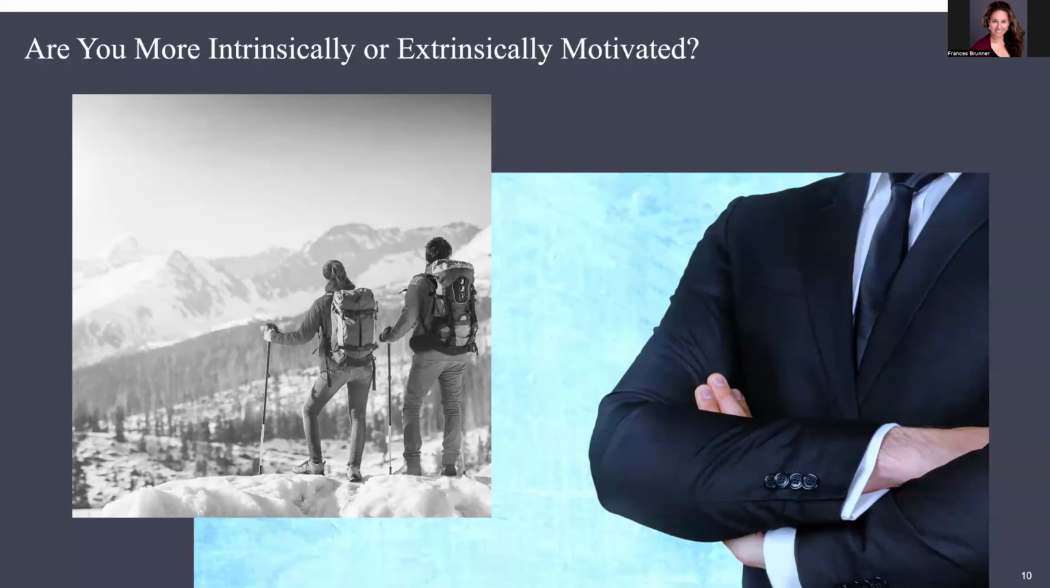Are you more intrinsically or extrinsically motivated? Are you more strongly motivated by your own desire to do well or by extrinsic rewards like pay and recognition? The truth is, most people are both intrinsically and extrinsically motivated. We'll discuss some of the reasons why later in this chapter, part one.